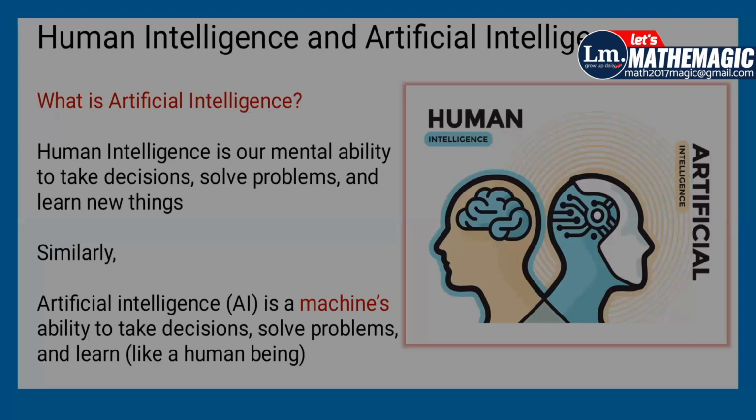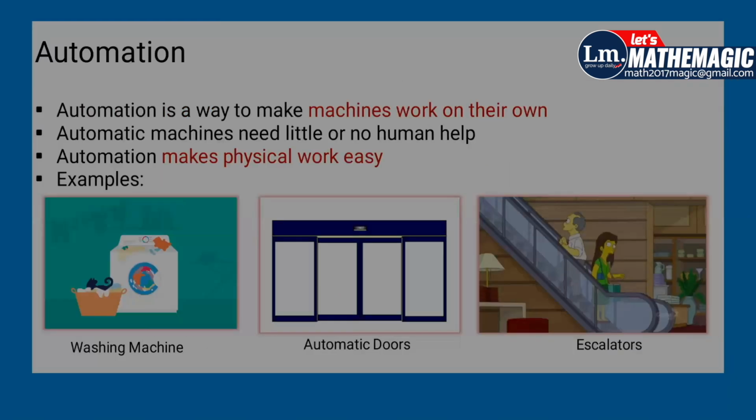Now similarly, artificial intelligence is a machine's ability to take decisions, solve problems, and learn like human beings. From this we can come to machine learning. Machine learning is a subset of artificial intelligence. ML stands for machine learning, and that is a machine which is learning. It's learning exactly like a human being. In a nutshell, in automation, we don't need as such an intelligence part. Automation means there is certain work that you are doing repeatedly, so you can automate that.